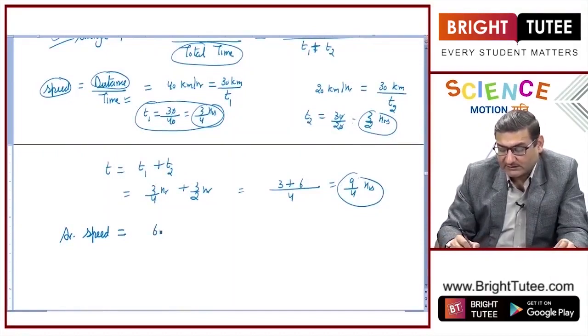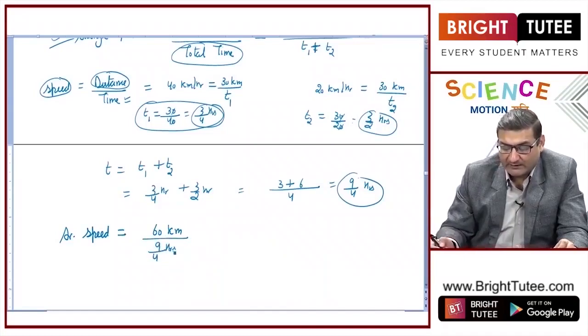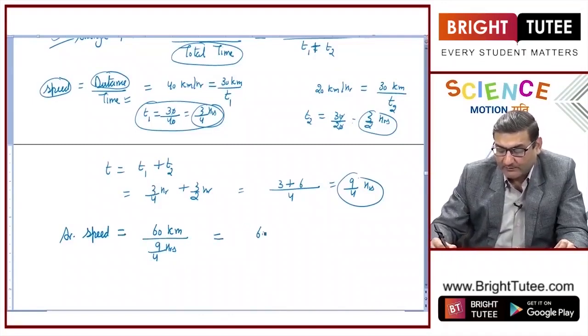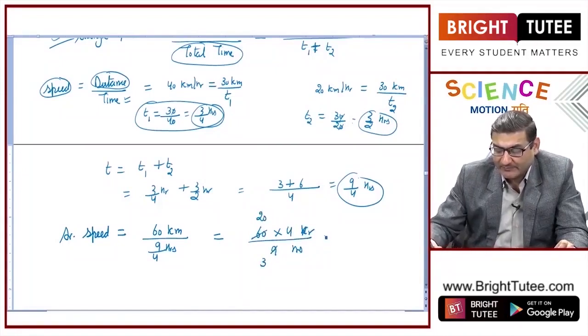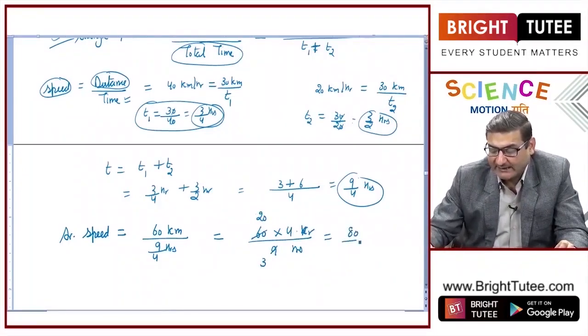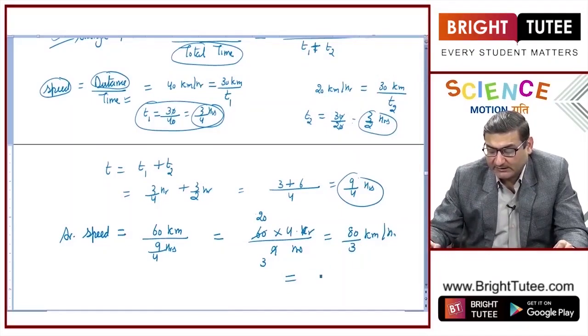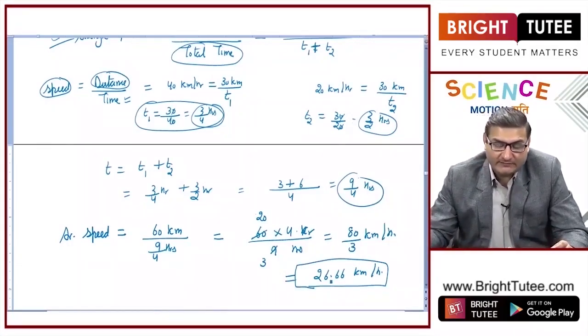The average speed is equal to total distance, 30 plus 30, 60 kilometers, divided by total time, 9/4 hours. Now, this 4 will go up, we will have 60 into 4 kilometers divided by 9 hours. Cancelling by 3, we get 20 into 4 is 80/3 kilometers per hour, right. Calculating it further, I get the value to be 26.66 kilometers per hour. So, this is the average speed of this particular car or object, right.